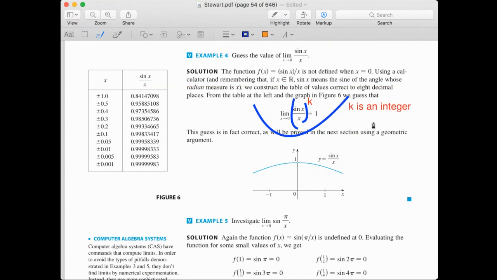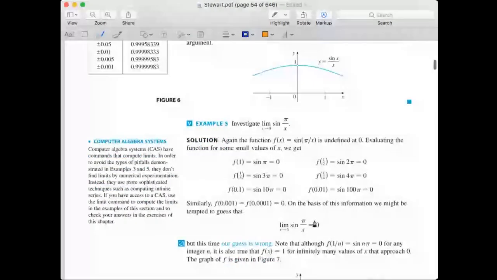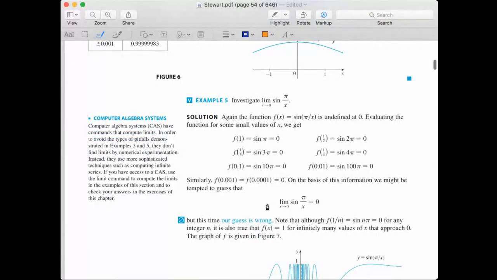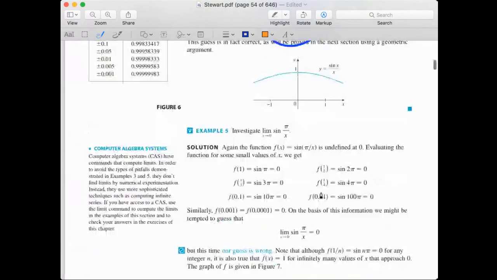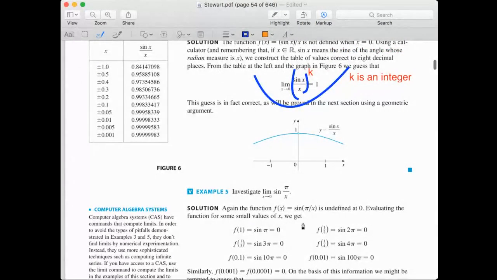Any integer. So if you have sine squared x divided by x squared, the limit when x approaches 0 also equals 1. So this identity is very useful. Let's try to use the identity for this. The book is saying conclude the limit equals 0, but let's try to use this identity. This identity is sine of the angle divided by the angle when the variable goes to 0. The variable goes to 0 here, right?